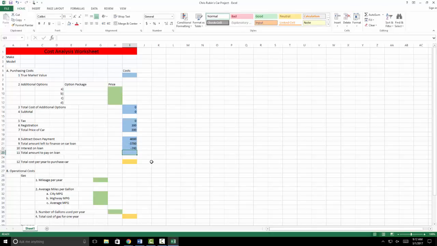In I23, the total amount to pay on the loan, we're going to set up another formula. This time it's going to be the interest on the loan plus the total amount left to finance on the car, and that will give us the total amount to pay on the loan.